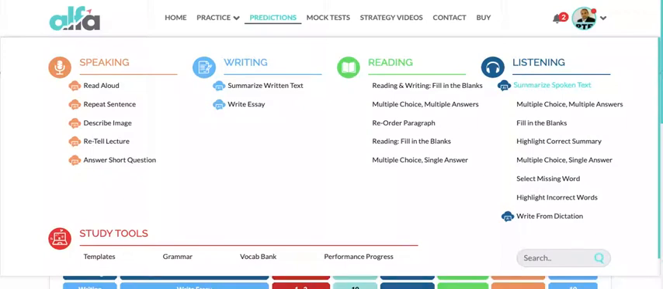So summarize spoken text in listening is an easy question, I would say. And in this one you can get out of 10. Easily you could get about 8, 9. Okay? So the most important thing is to make sure that we note down the keywords and use them properly in our summary. That's pretty important for you to keep in mind.